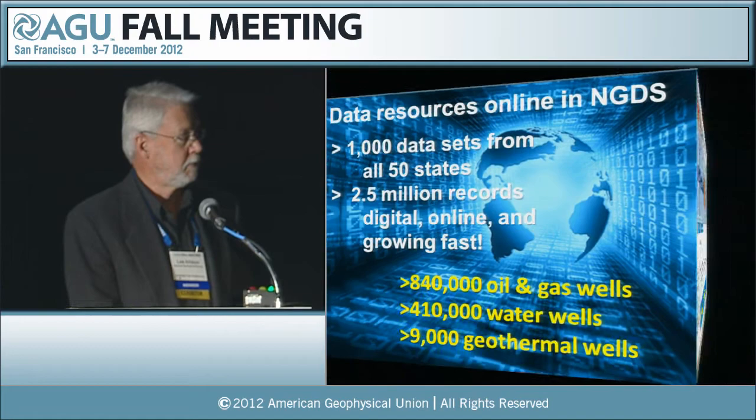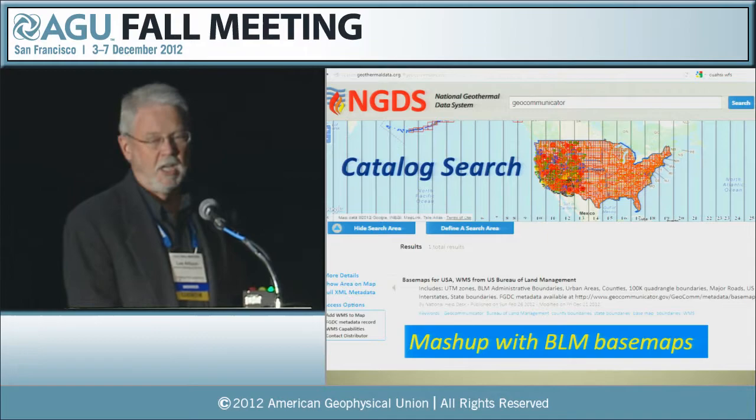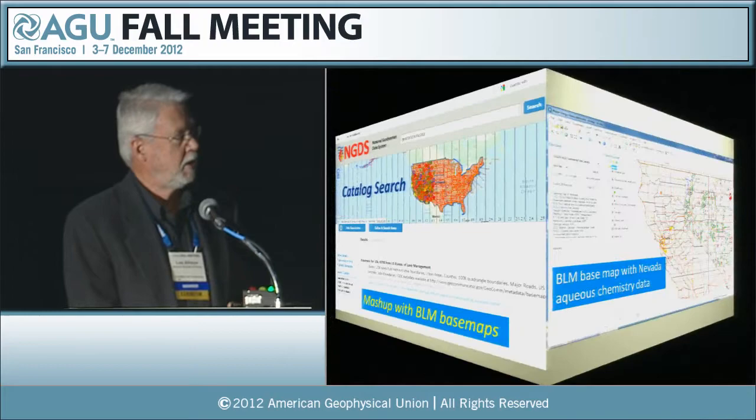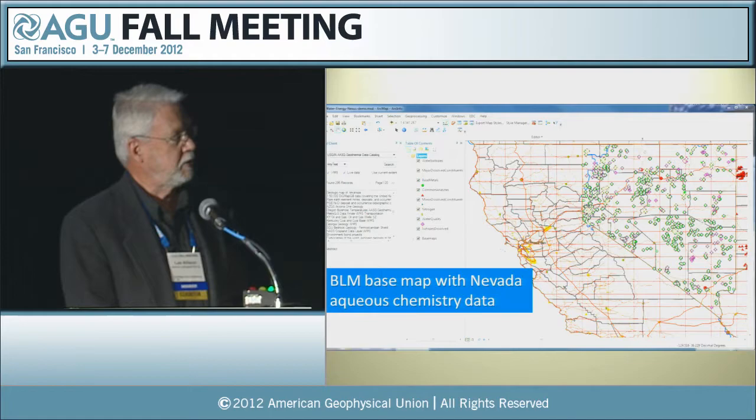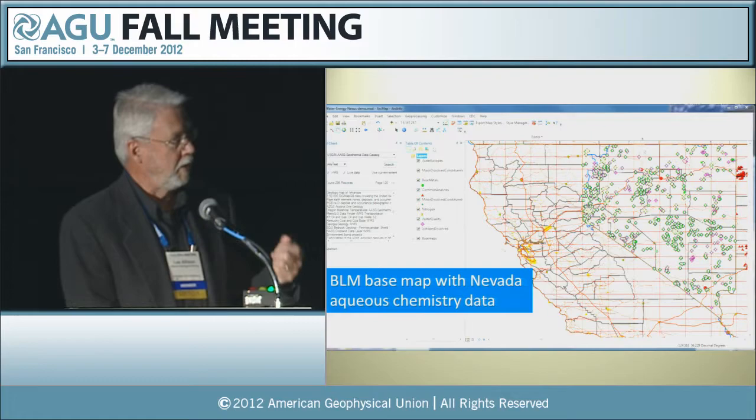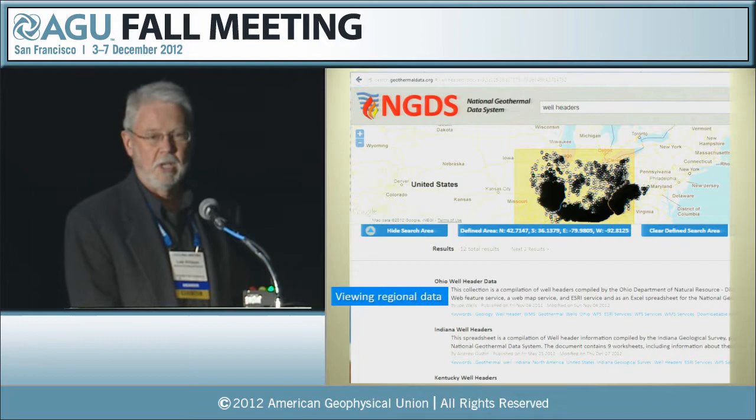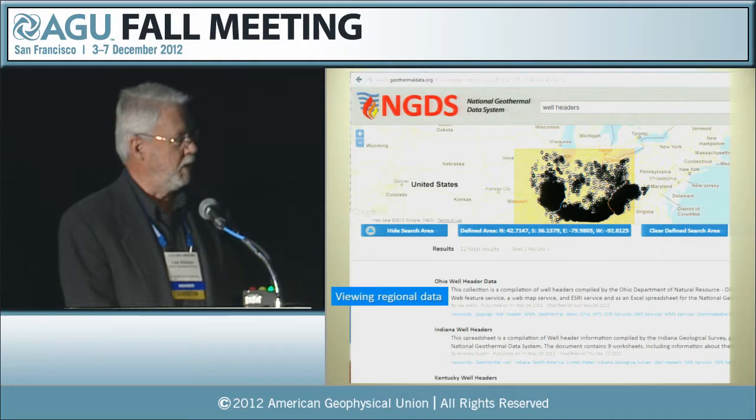So just a screenshot of our real basic catalog search coming in here. There's a mashup of the U.S., bringing in base maps from the Bureau of Land Management from their GeoCommunicator site in Denver. So we're feeding in land use, land management data sets along with geothermal. Here's a quick search in Nevada for aqueous geochemistry data. We went in and found what was available that the Nevada Bureau of Mines, the University of Nevada, is serving. Brought that in, mashed it up with various land use layers, went and looked for California, brought in that data set. And so real simple tools. You can download this, work with it in your own software, work with it on the cloud, and there's some basic tools that we have online that you can work with as well.